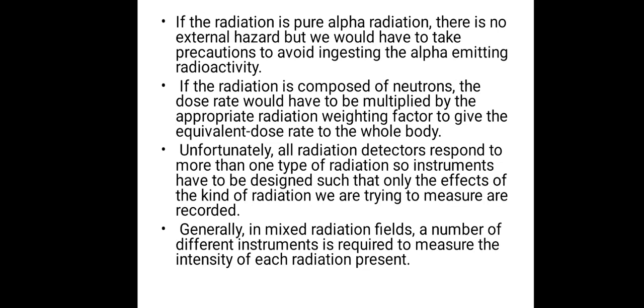If the radiation is pure alpha radiation, there is no external hazard, but we would have to take precautions to avoid ingesting the alpha emitting radioactivity. If the radiation is composed of neutrons, the dose rate would have to be multiplied by the appropriate radiation weighting factor to give the equivalent dose rate to the whole body.